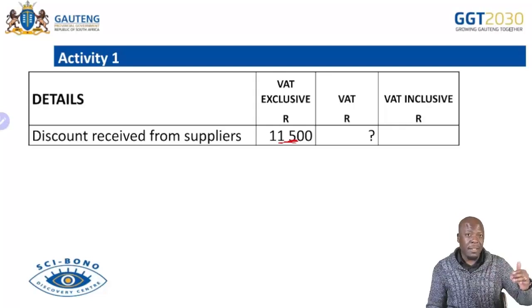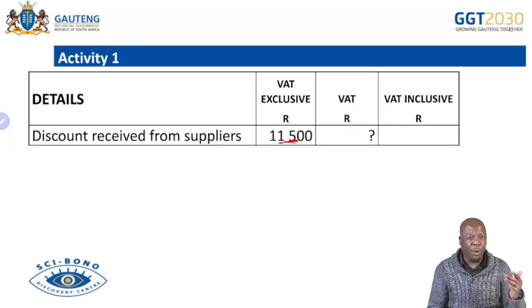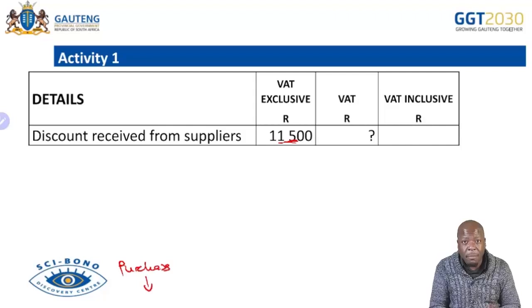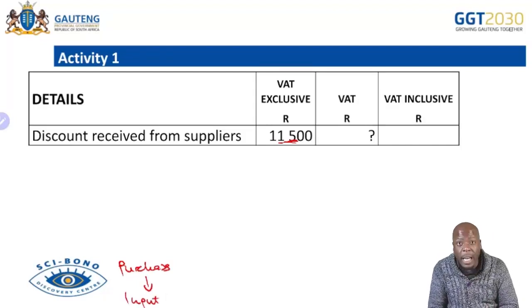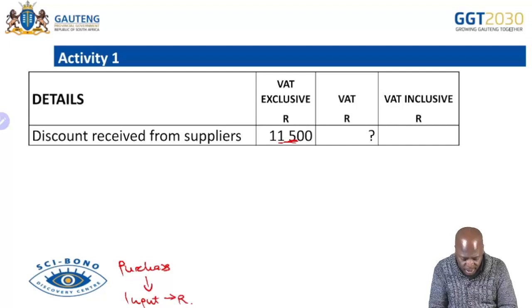The first thing that happens is we purchase goods. What is purchases? Input. All right? So I want you to follow this now. Whenever we have discount, I want you to follow the path. It begins with your purchases. And purchases are what? Input VAT. All right? Purchases is input VAT. And input VAT is receivable. Input VAT, it is receivable.